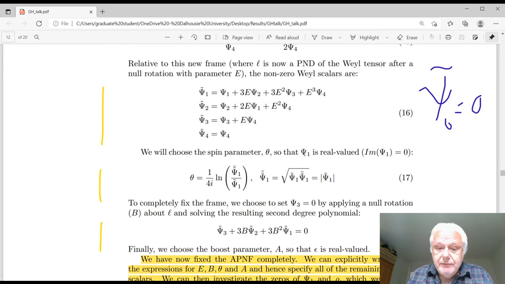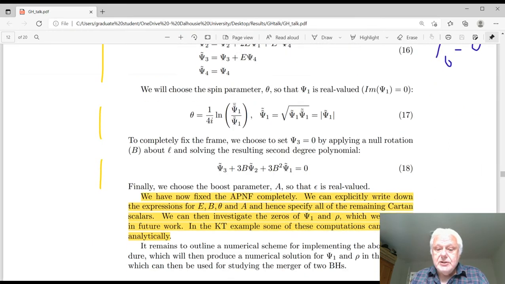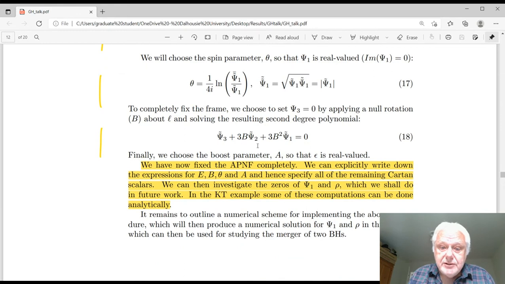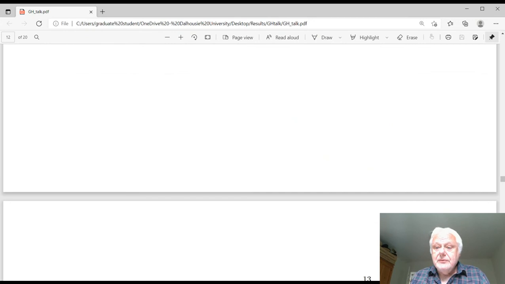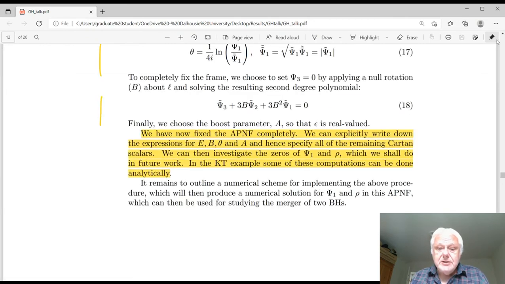If we want psi 1 to be real valued, we choose a real spin, so a Lorentz degree of freedom, so that psi 1 is real. And then in the previous definition, we then chose psi 3 to be 0, so we do another rotation with respect to B. Solve this equation and then solve this equation here. So we completely fix the frame. There are indications that in this frame, when psi 1 is equal to 0, we have rho equal to 0, and this actually characterizes a horizon.